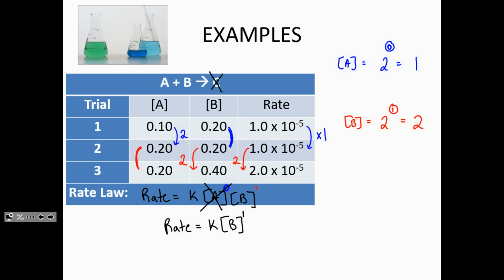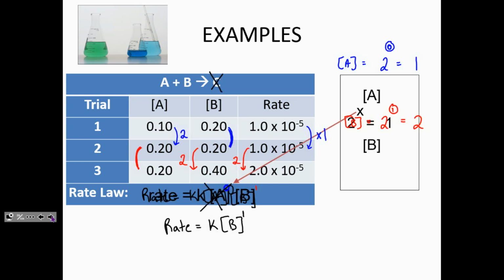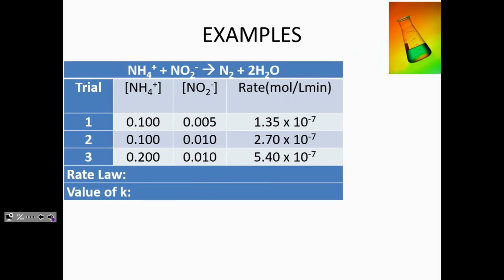And I actually believe, yes, we do have one more example here. We're going to look at a real live reaction involving ammonium and nitrite. And when we put those two polyatomic ions together, we get diatomic nitrogen and water. So nothing's changing here except we have real chemicals. So instead of A, B, and C, we're actually going to use real chemicals. And after we find the rate law, we're actually going to solve for the value of K.